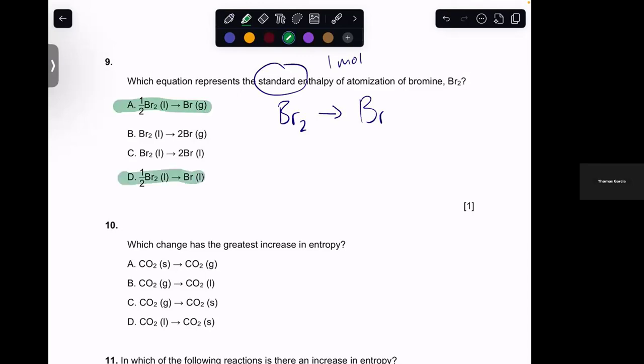You'll notice D does too, but you have to be careful because D goes from a liquid to a liquid. And you may say, Mr. Garcia, well, why is that the same? Why is that not the same?